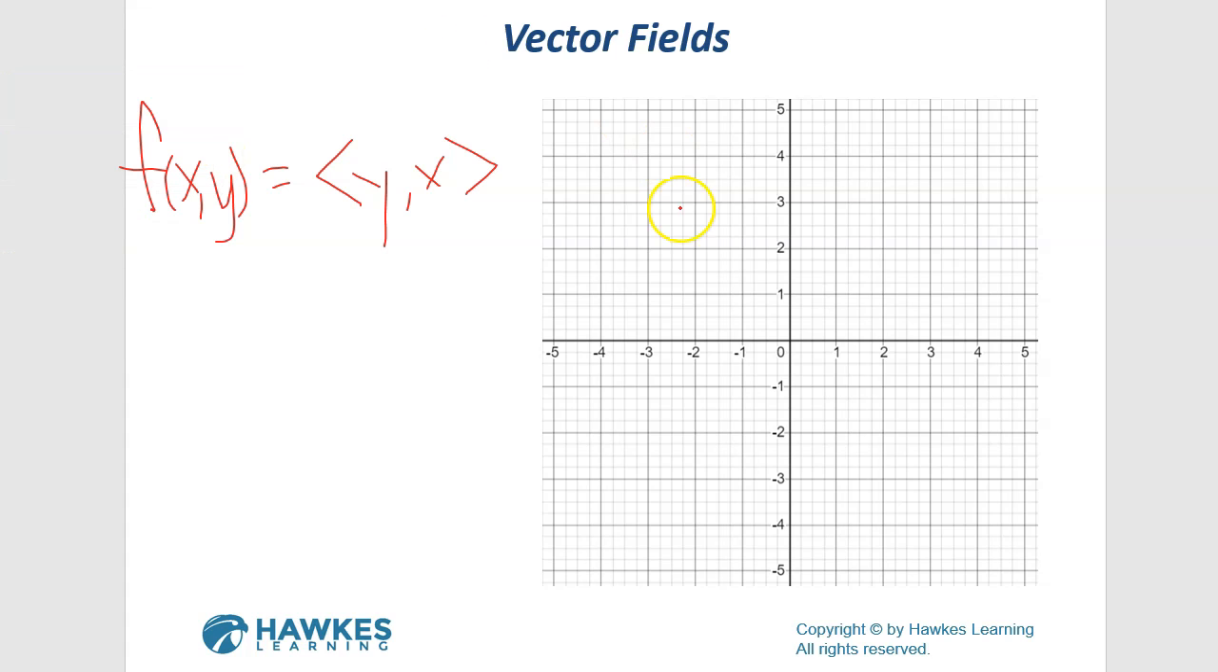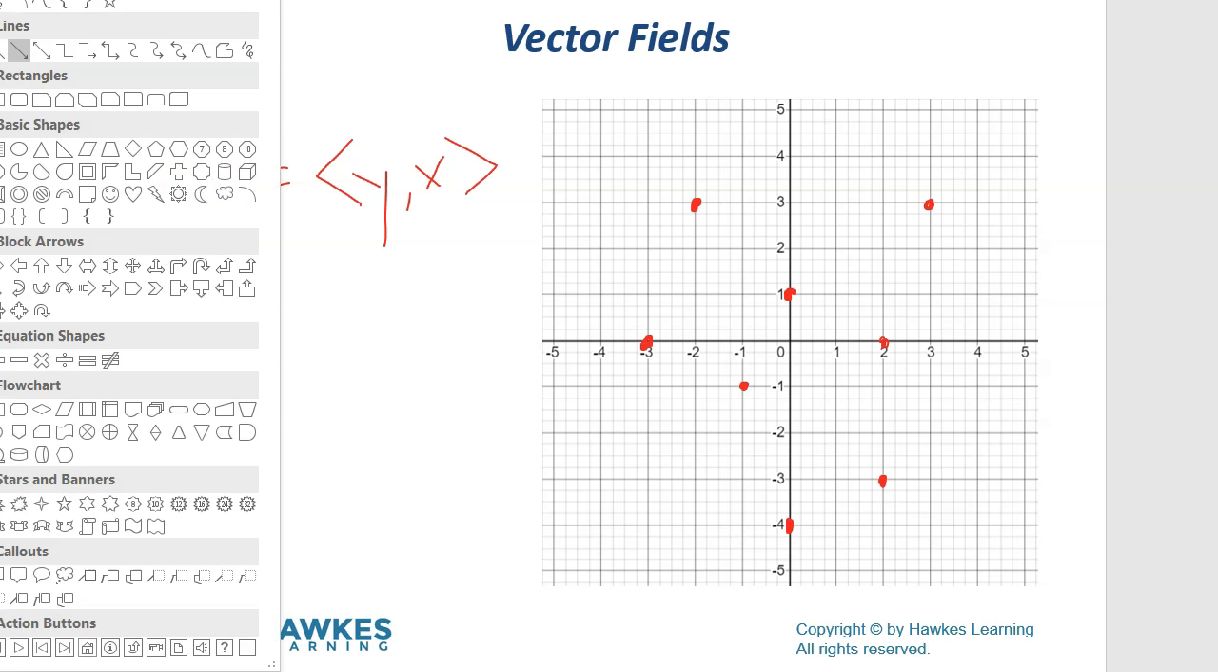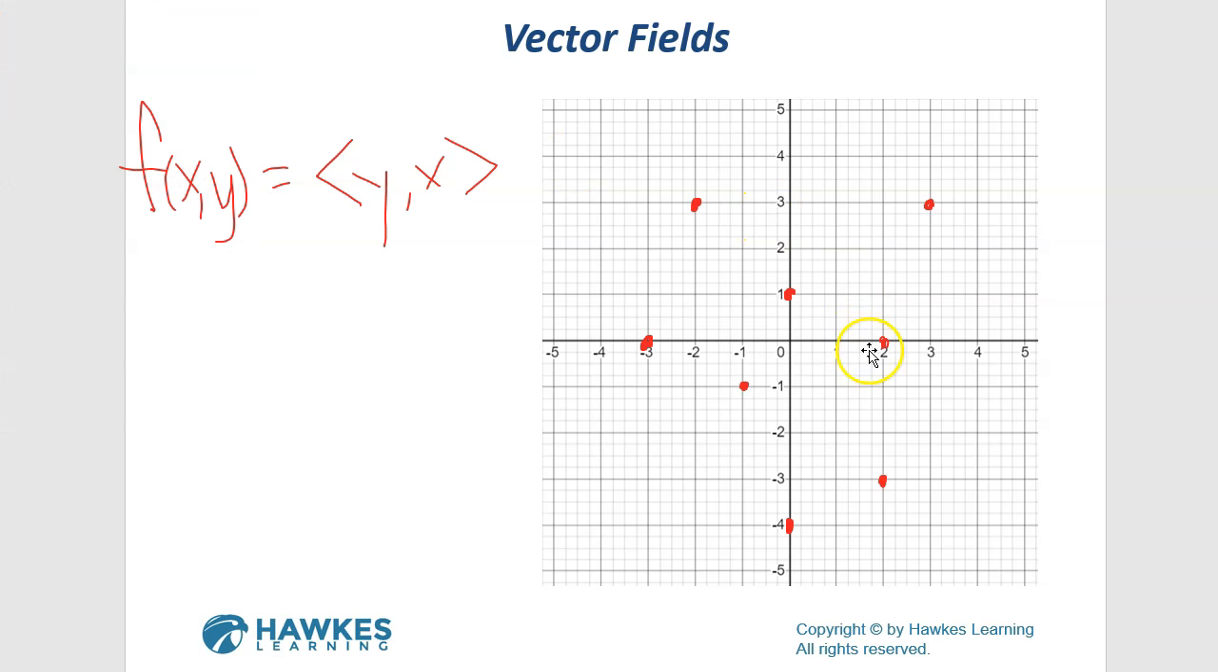So I'm going to plot a few points on here where we're going to do this, and then we'll come up with what the vectors would look like there. Alright, so let's start here at the (2, 0) point, and what are we going to do? We are going to make a vector. This is (2, 0). The components of the vector are going to be (0, 2).